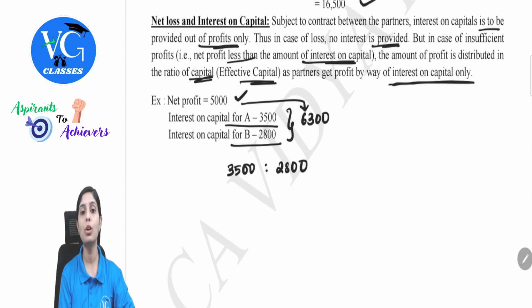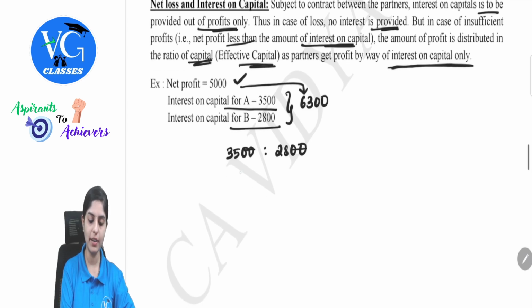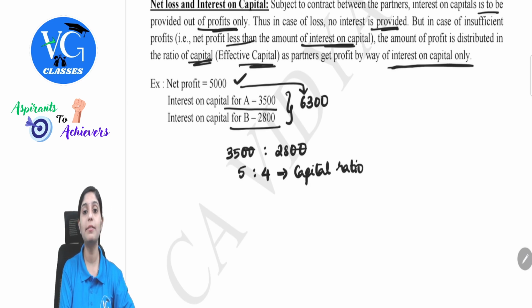You have to just find out a common number which gets divided. If I cancel 0 and 0, both would be divisible by the number 7. So 7 5s are 35 and 7 4s are 28. So this is nothing but my capital ratio, which I will use to apportion the available profit.